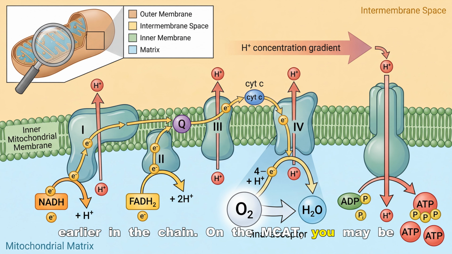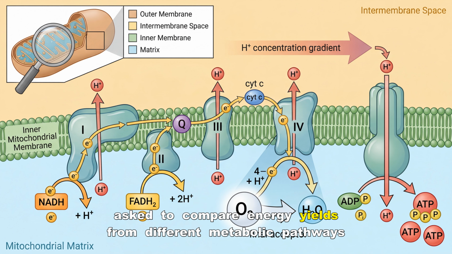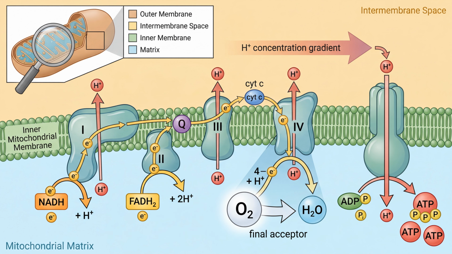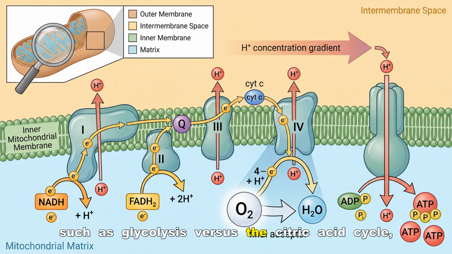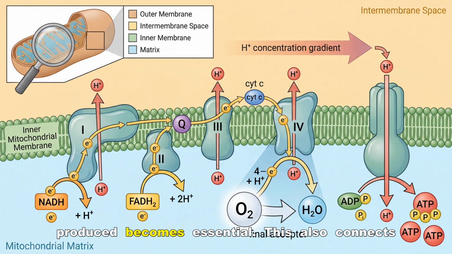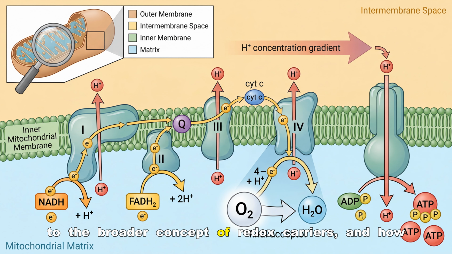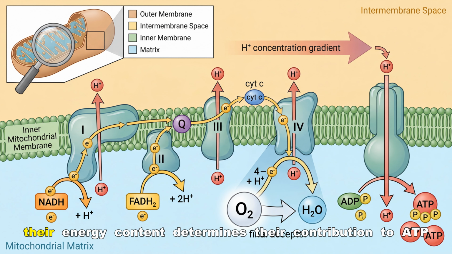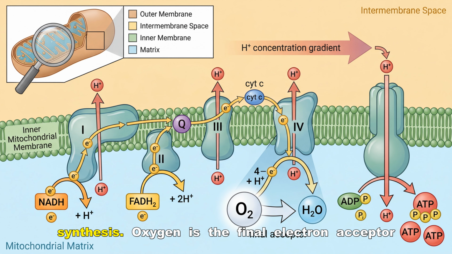On the MCAT, you may be asked to compare energy yields from different metabolic pathways, such as glycolysis versus the citric acid cycle, and understanding where NADH and FADH2 are produced becomes essential. This also connects to the broader concept of redox carriers and how their energy content determines their contribution to ATP synthesis.